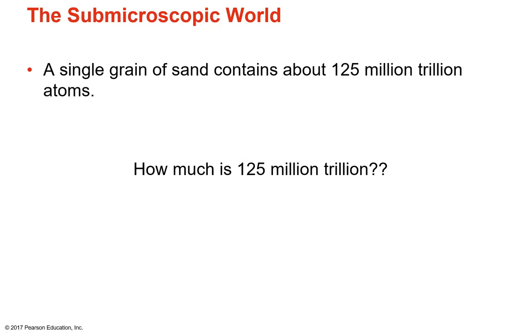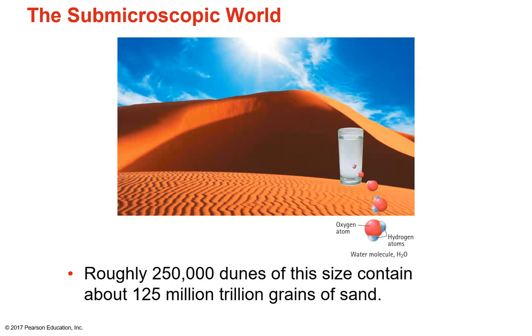So how big is that number? Well, roughly 250,000 sand dunes of this size would have 125 million trillion grains of sand, and each grain of sand has that many atoms. So we're talking about really tiny things when we're talking about chemistry.